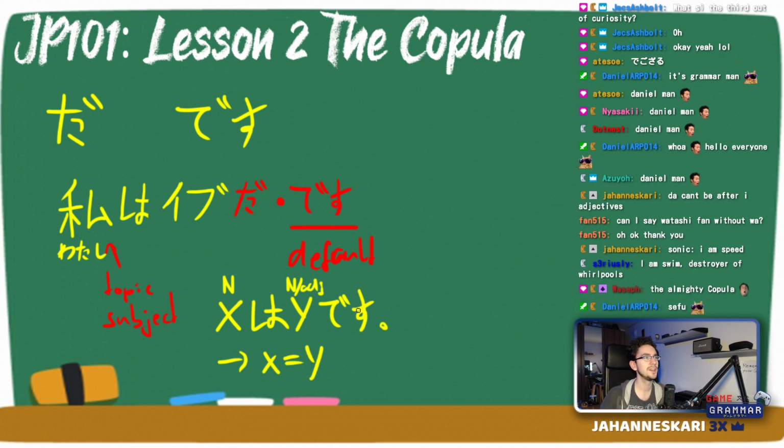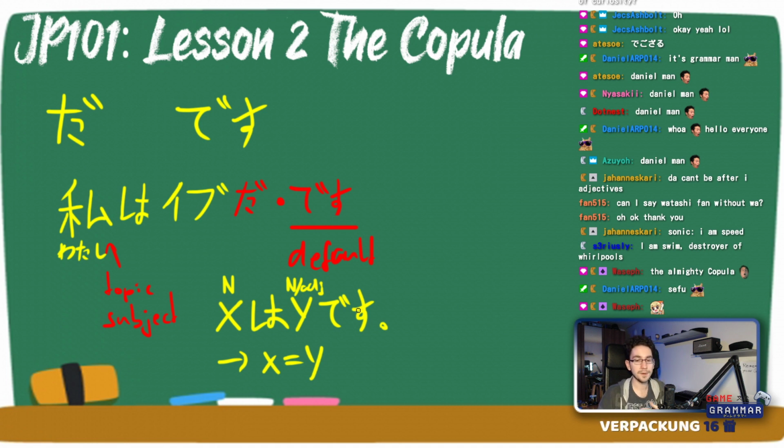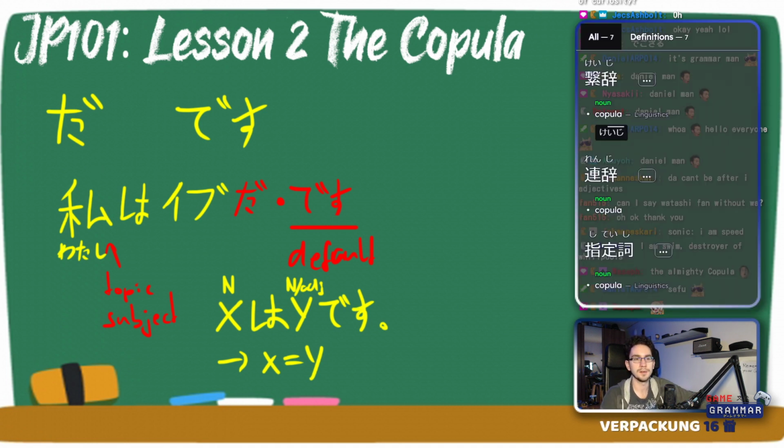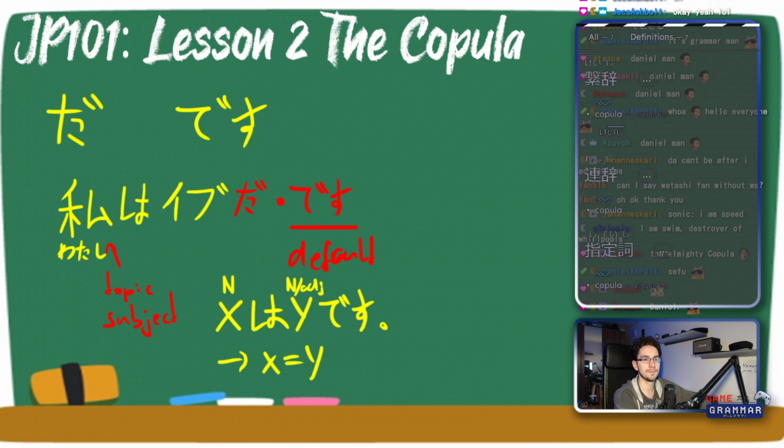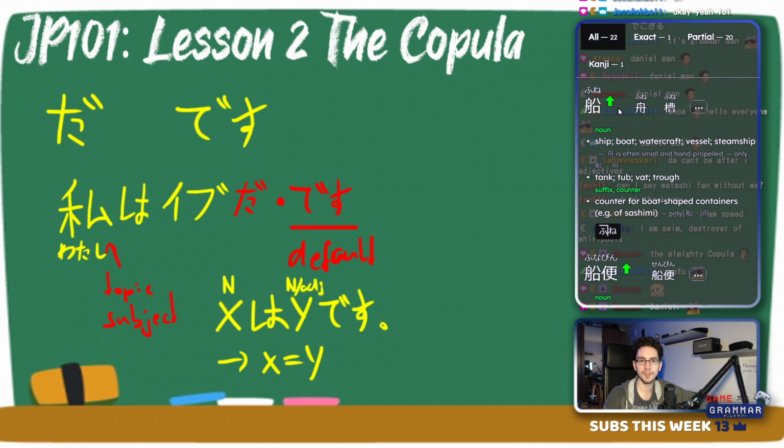So when you look up a word, such as, let's say, boat, like fune, which means boat, most dictionaries, if they're good dictionaries, should tell you right away that it's a noun. This is information that you should look at. So if you're using a dictionary and it tells you this is a noun, this is good information. You should listen to that. Because this is important. The part of speech that a word belongs to is very important and extremely helpful.